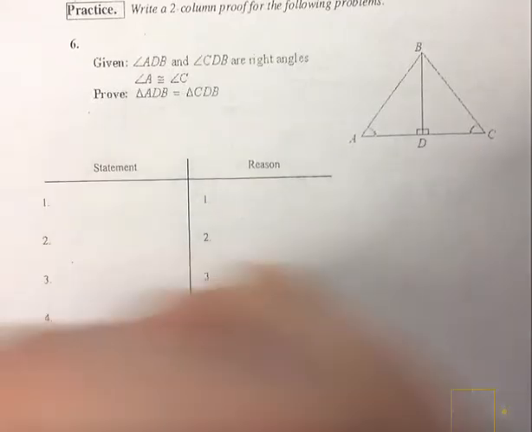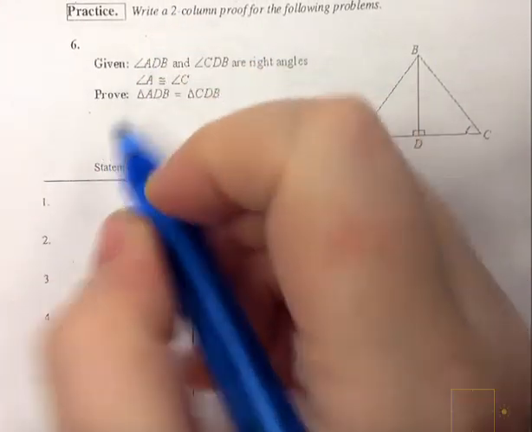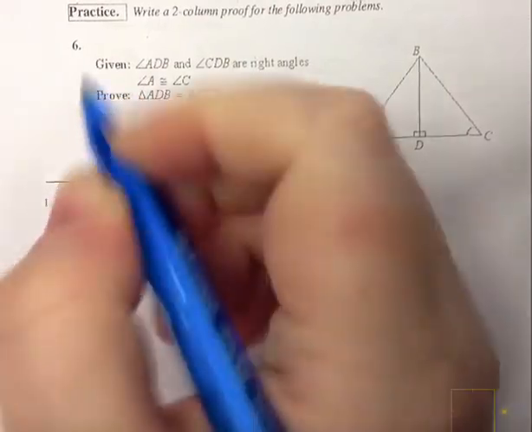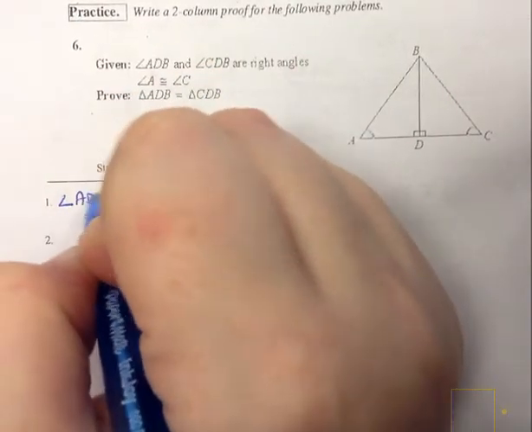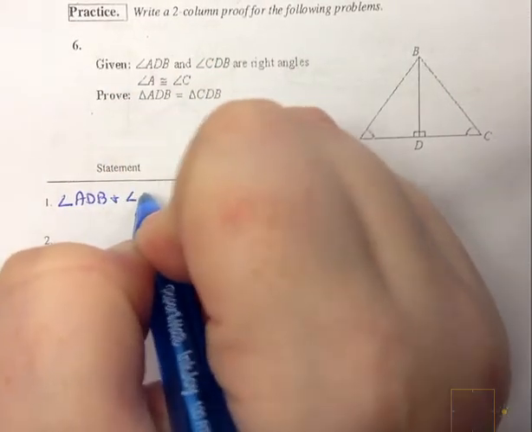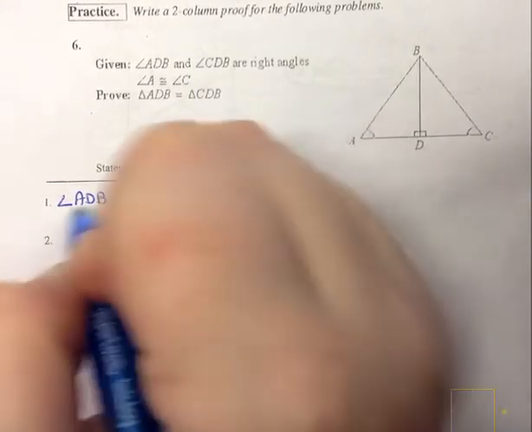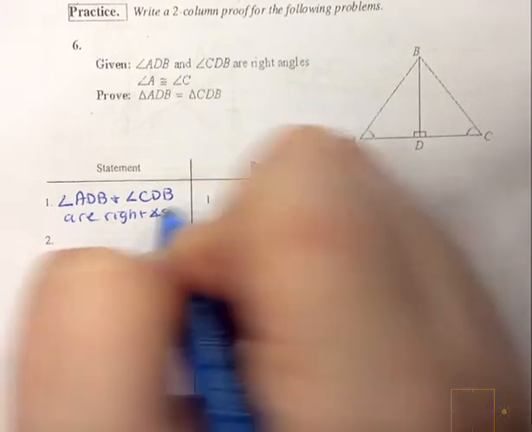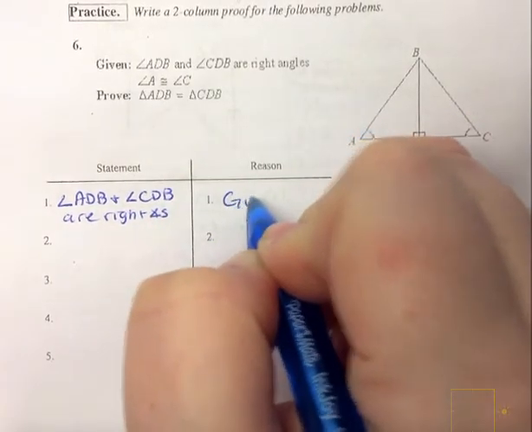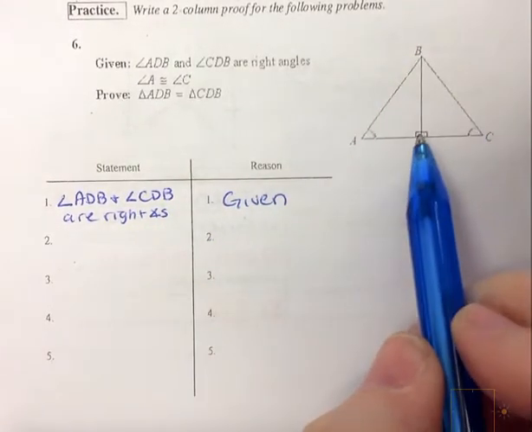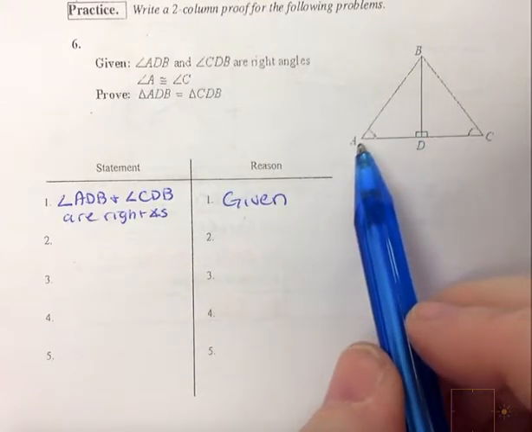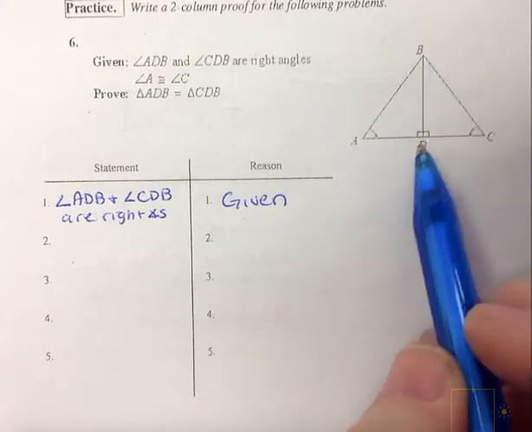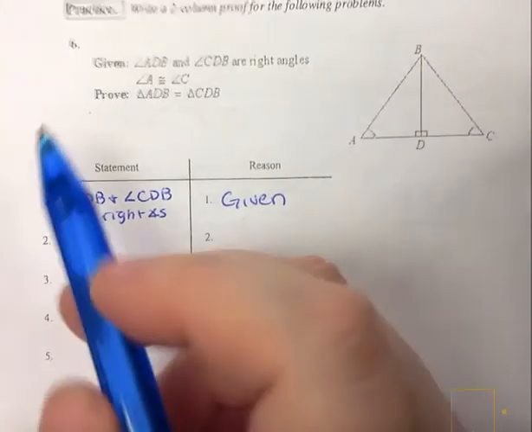So statement 1 is that angle ADB and angle CDB are right angles. Angle ADB and angle CDB are right angles. So that is a given. And it's already marked. ADB has a right angle mark and CDB has a right angle mark. So that's marked for us.